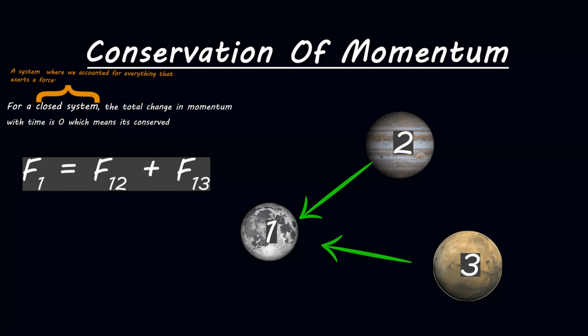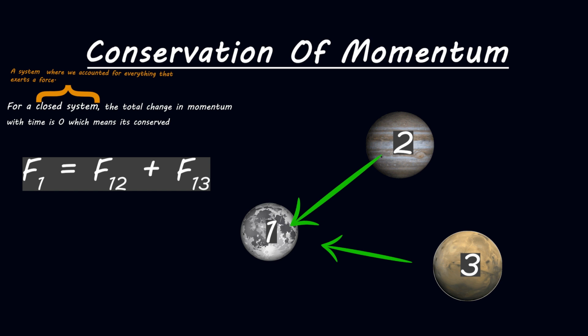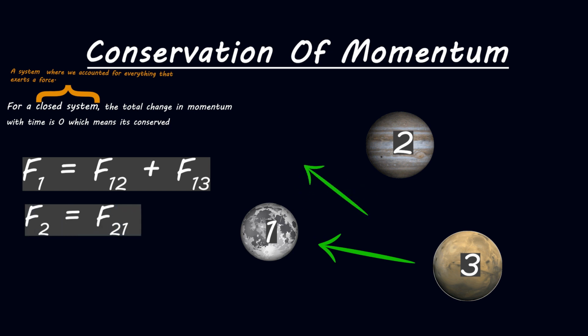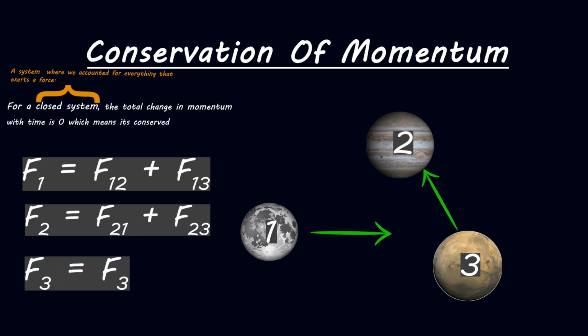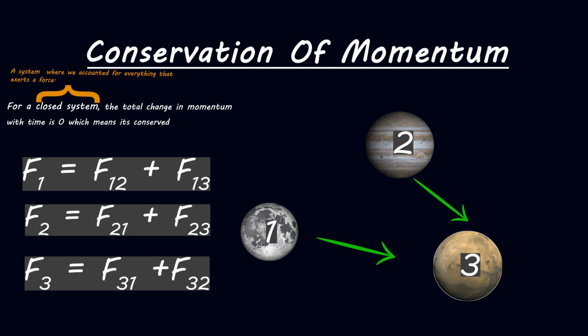Think of plus as unify. If you unify force on object 1 due to 2 and the force on object 1 due to 3, you get the total force acting on 1. What about the force on object 2? Well, that would be the force on object 2 due to 1 plus the force on object 2 due to 3. Finally, the force on object 3 would be the force on object 3 due to 1 plus the force on object 3 due to 2.